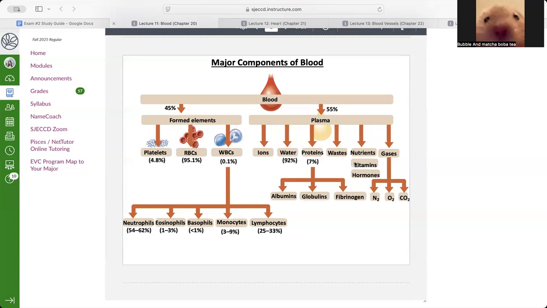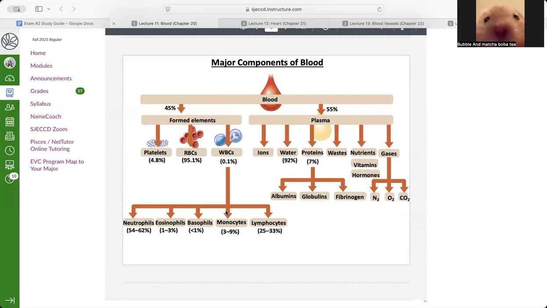And the plasma is composed of 55% of blood volume, and 92% of the matrix is water. The proteins make up about 7% of it. So you can see 45% are these formed elements, which are like the little cells. The plasma is made up of multiple other parts, including water and proteins.